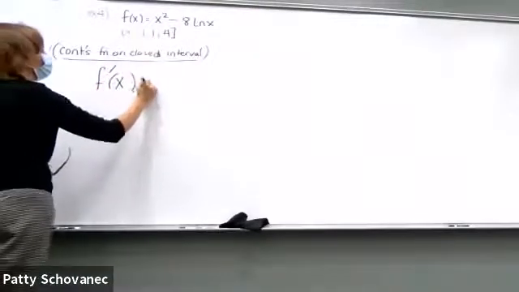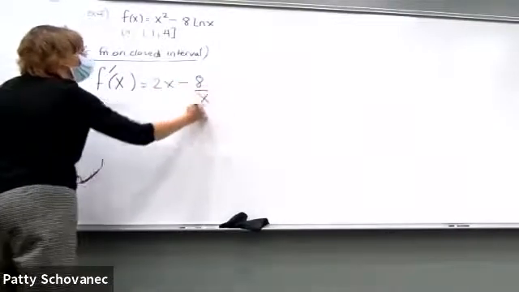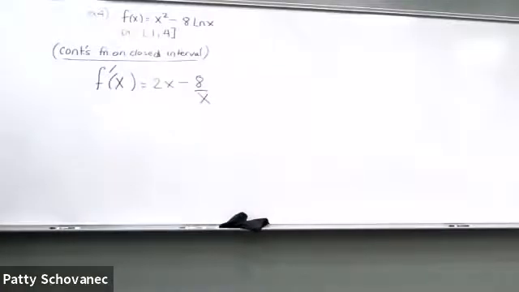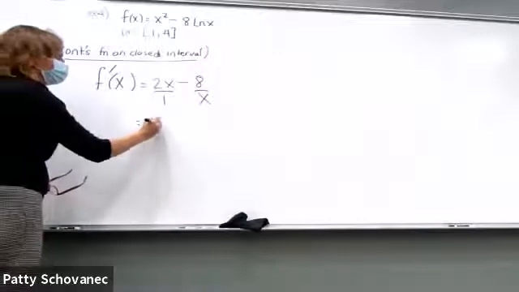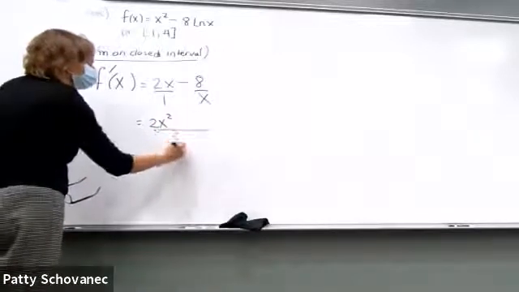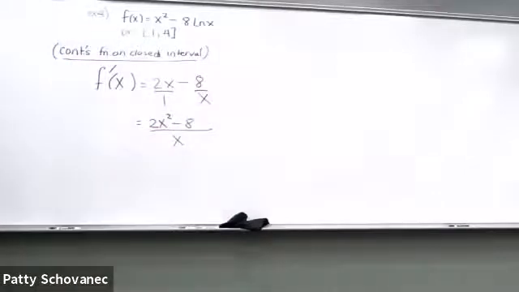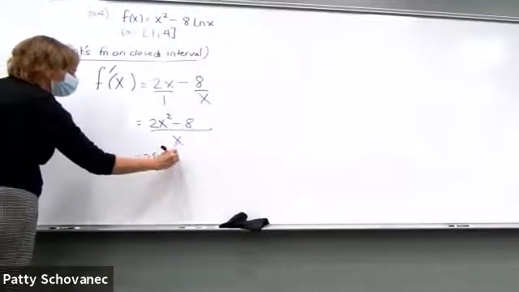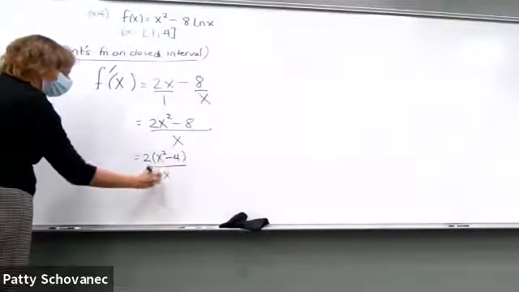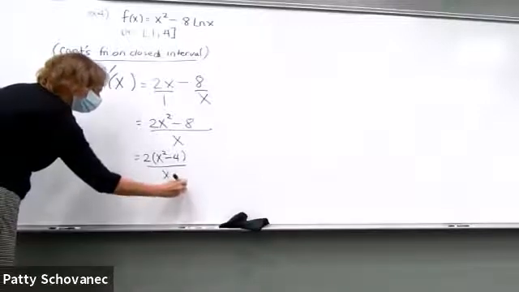So hopefully your derivative looks like 2x minus 8 over x. And then you get a common denominator. Multiply that first fraction by x over x to give you 2x squared over x minus 8 over x. When you factor out the 2, you've got x squared minus 4 as the other factor, so that factors again. You get x minus 2, x plus 2.